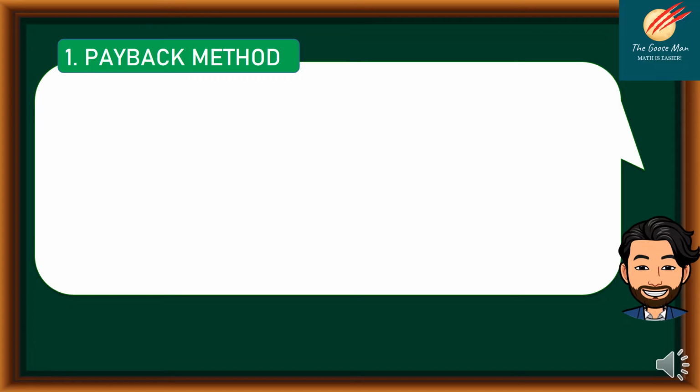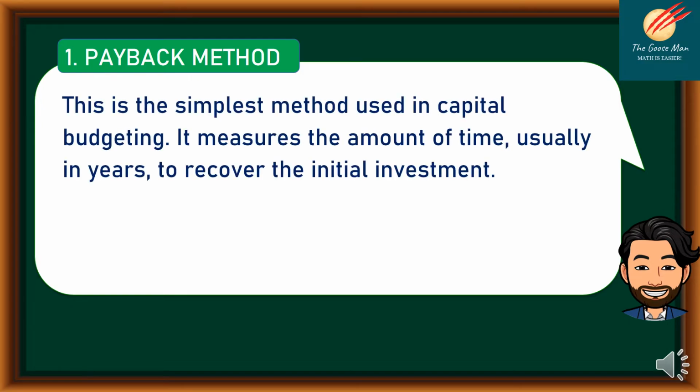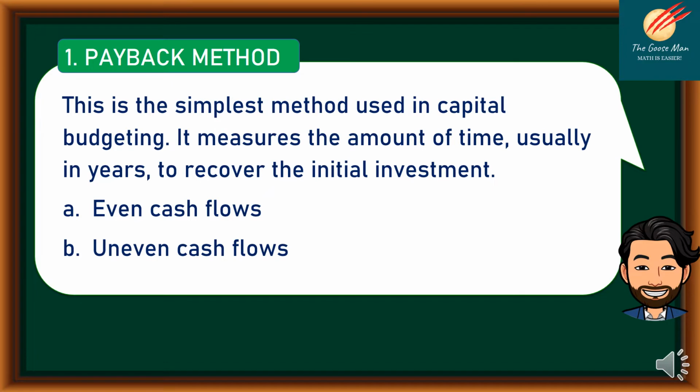If we are talking about the payback method, this is the simplest method used in capital budgeting. It measures the amount of time, usually in years, to recover the initial investment. For our discussion, we will have the even cash flow, or fixed cash flows, and the other one is uneven cash flows.